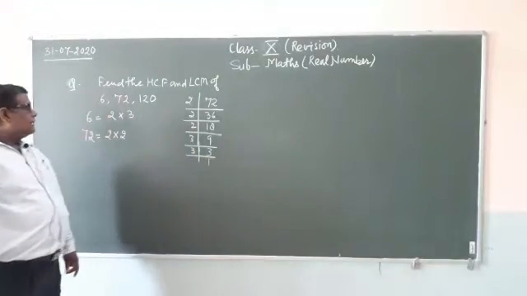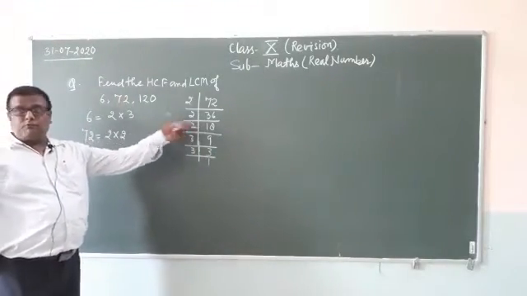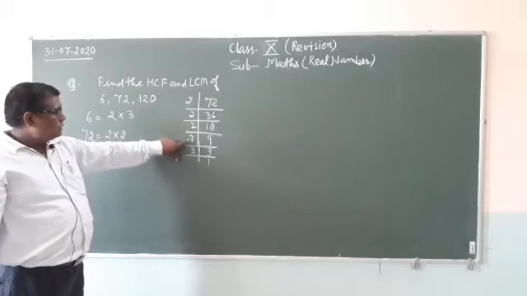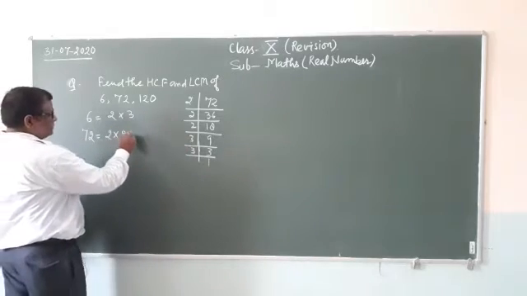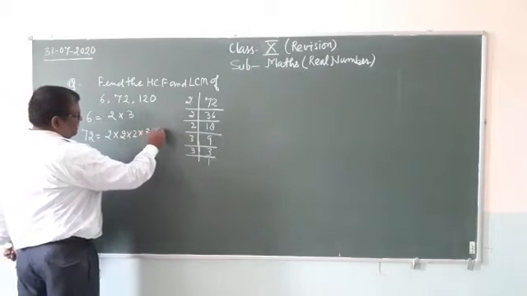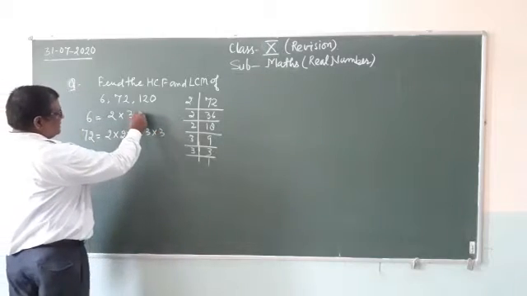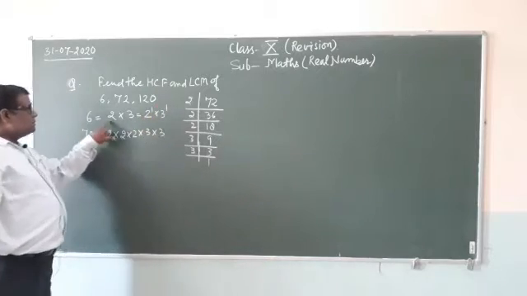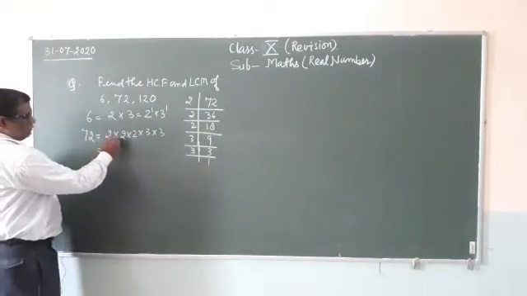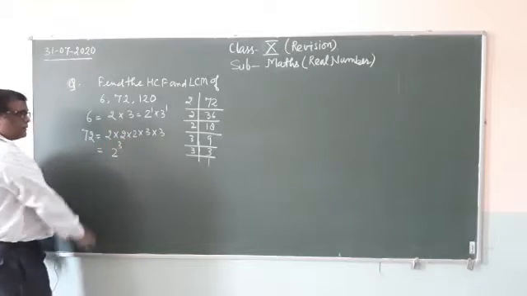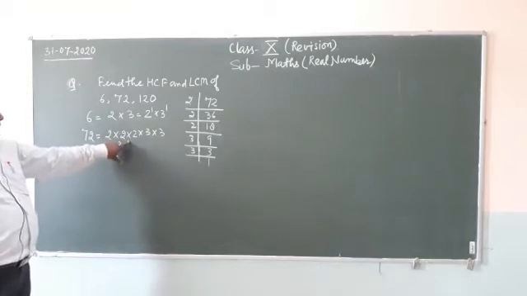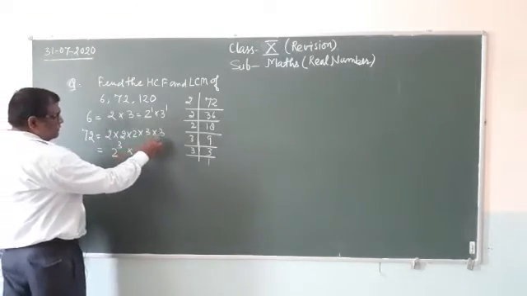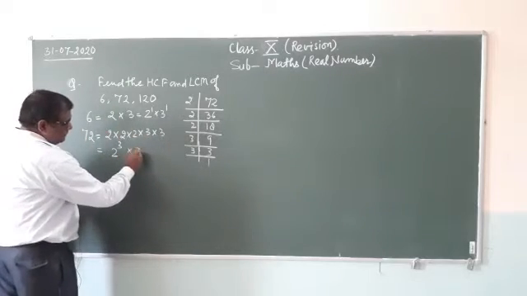If you have any problem, then use this method to find the factors of 72. That is 2 into 2 into 2 into 3 into 3. We can write this in the formula as 2 to the power 3 into 3 to the power 2. In multiplication, if the bases are the same, then the powers are added.